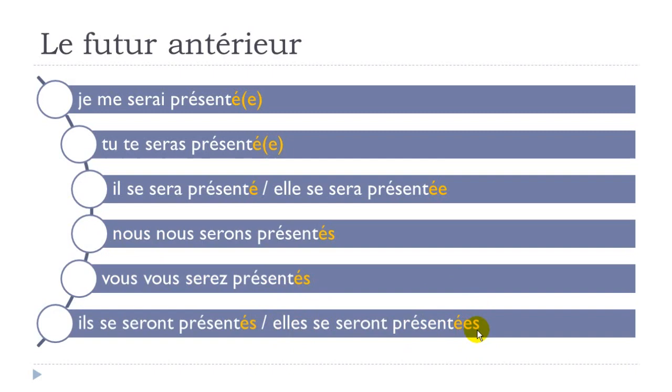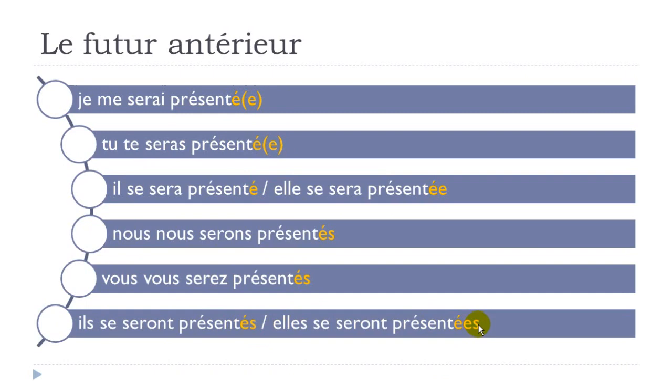Okay, so let's read them one more time. Je me serai présenté, tu te seras présenté, il se sera présenté, elle se sera présentée, nous nous serons présentés. Vous vous serez présentés, ils se seront présentés, elles se seront présentées.